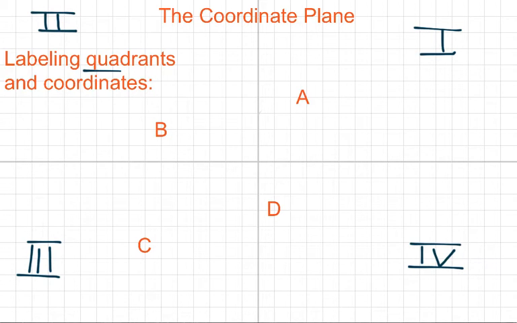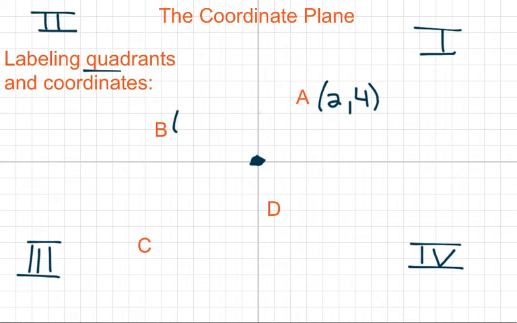Now labeling coordinates. So let's start here with A. Notice with A, it's going to the right. Whenever you're going to the right from the origin, by the way, the origin is 0, 0, your x value is positive, so it's going over 1, 2. Your y value in the first quadrant is going up, so we have gone up 4. So over 2, and then up 1, 2, 3, 4. So that is for point A.